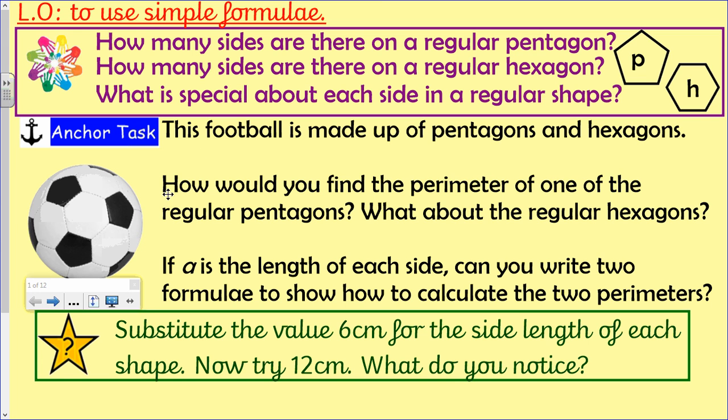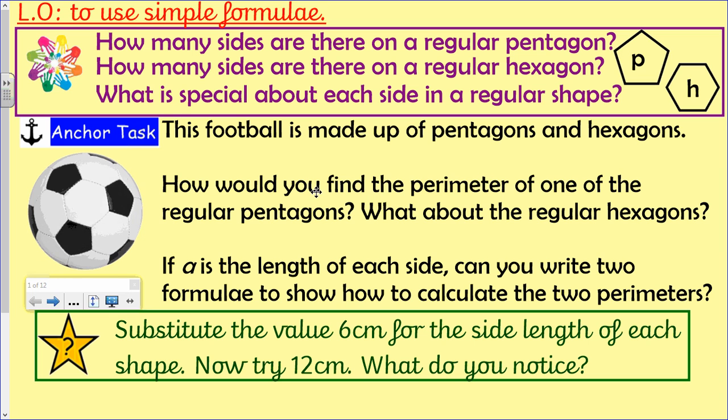So your anchor task today is this. This football is made up of pentagons and hexagons. So the question is, how would you find the perimeter of one of the regular pentagons? So the pentagons are the black shapes here. And what about the regular hexagons? How would you find the perimeter of just one of these hexagon shapes?